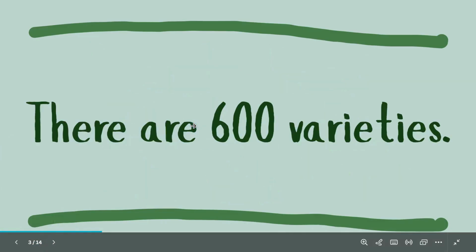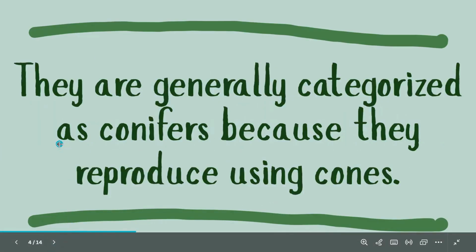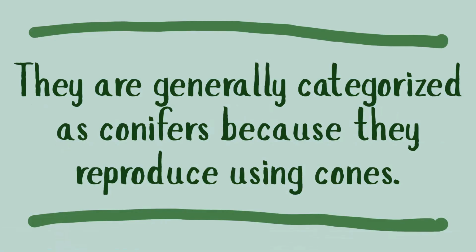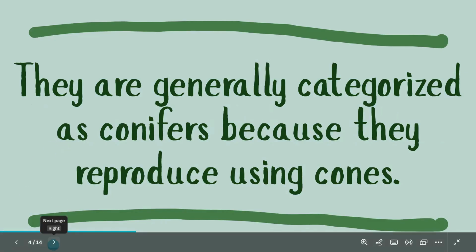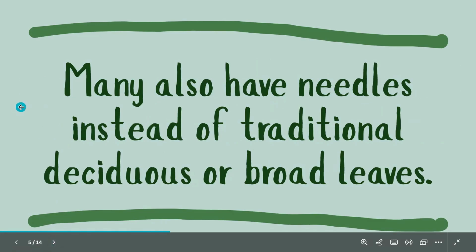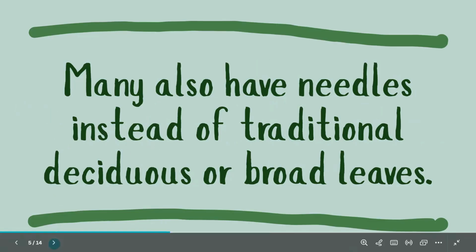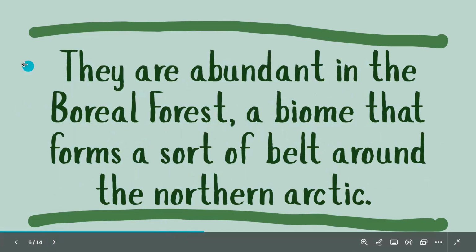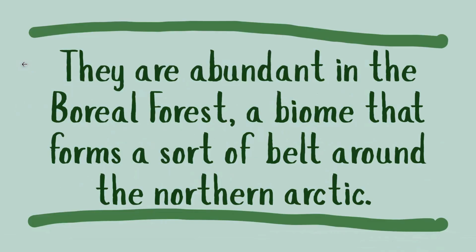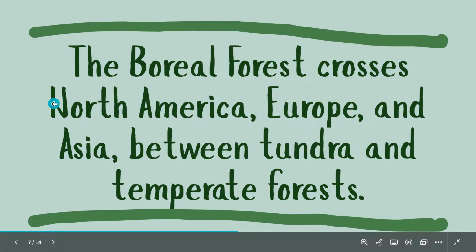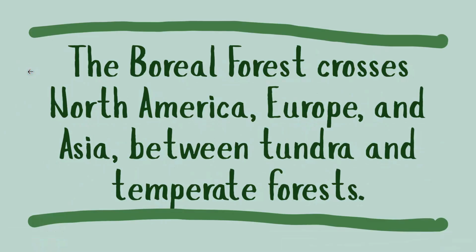There are 600 varieties, also according to, I believe, Google AI. They are generally categorized as conifers because they do reproduce using cones. And many also have needles instead of the traditional deciduous or broad leaves. They are abundant in the boreal forest, a biome that forms a sort of belt around the northern Arctic. The boreal forest crosses North America, Europe, and Asia between tundra and temperate forests.